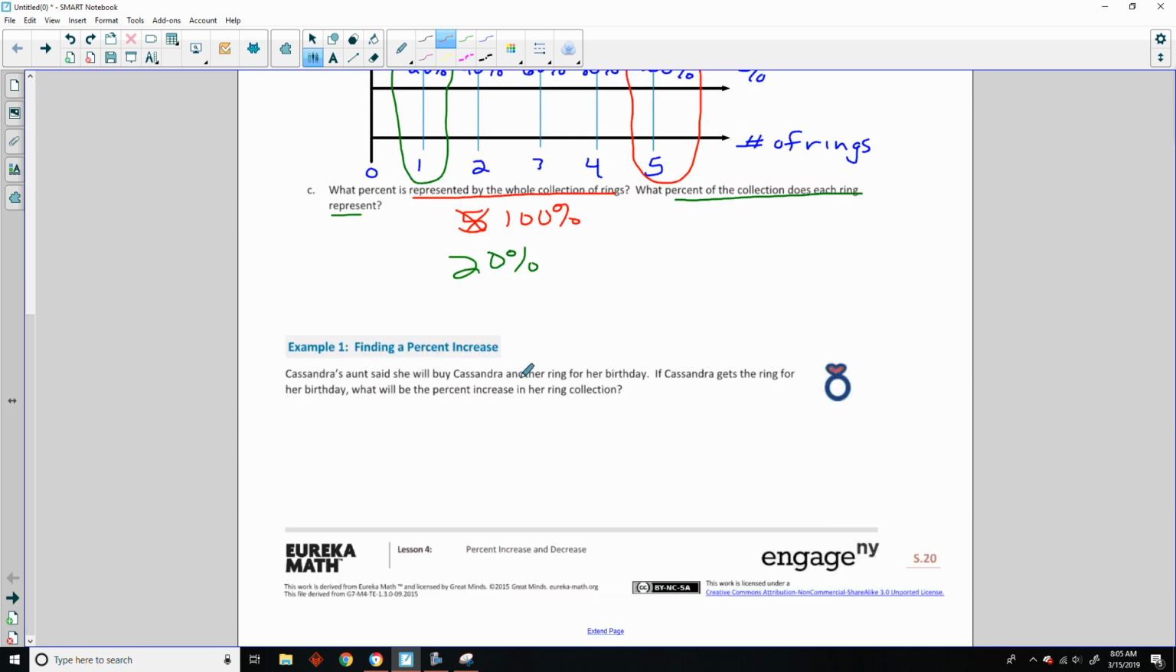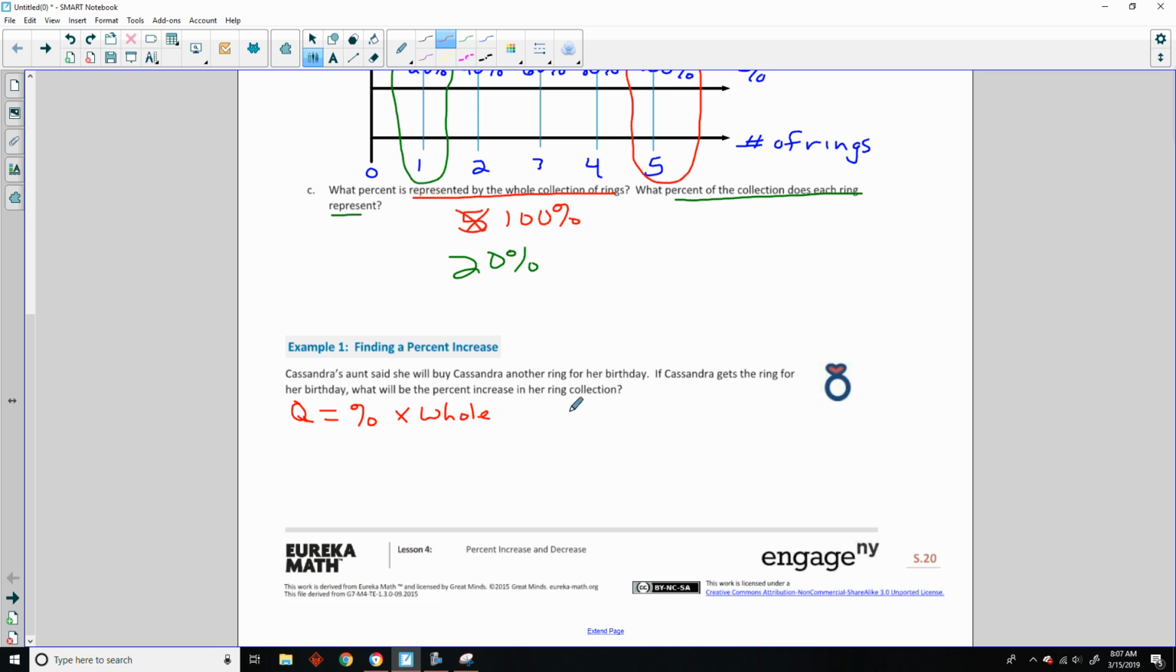Okay, moving on to example 1. Cassandra's aunt said she will buy Cassandra another ring for her birthday. If Cassandra gets the ring for her birthday, what will be the percent increase in her ring collection? Okay, so there's a couple of different ways we can do this. In the last lesson, I didn't really address it. It was in the lesson summary. But what they tell you is to take the quantity equals percent times the whole.